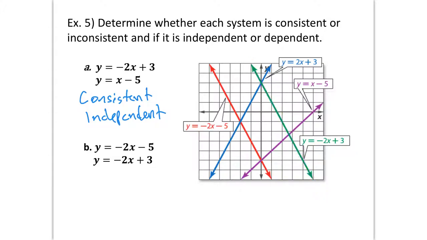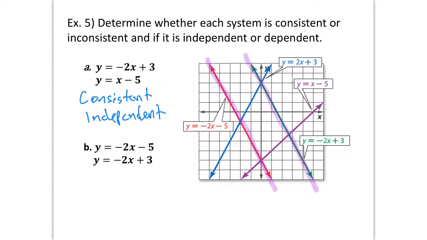Now, we are looking at the next system. The next system is y equals negative 2x minus 5 and y equals negative 2x plus 3. So let's go ahead and look for y equals negative 2x minus 5. That's the red line here. Let me just highlight it, and we're looking at this graph here. And the next one is y equals negative 2x plus 3. Okay, we're looking at the green one again. So I'm just going to highlight the green line here.